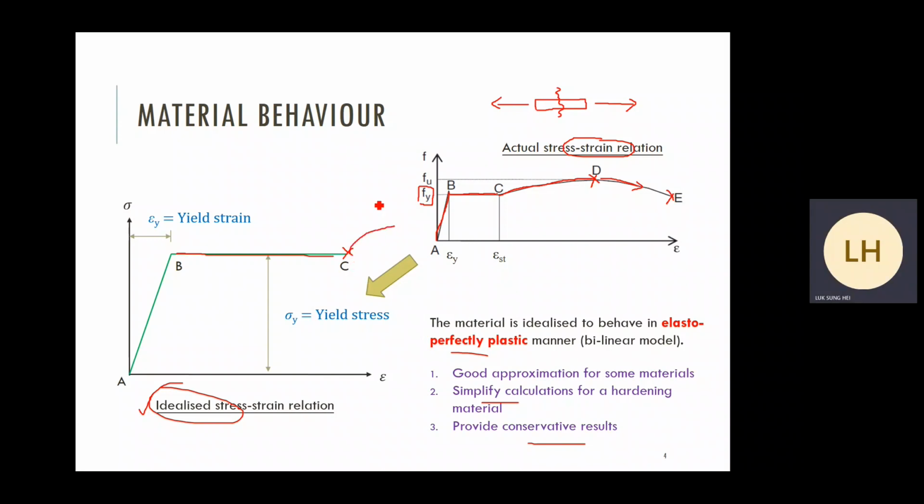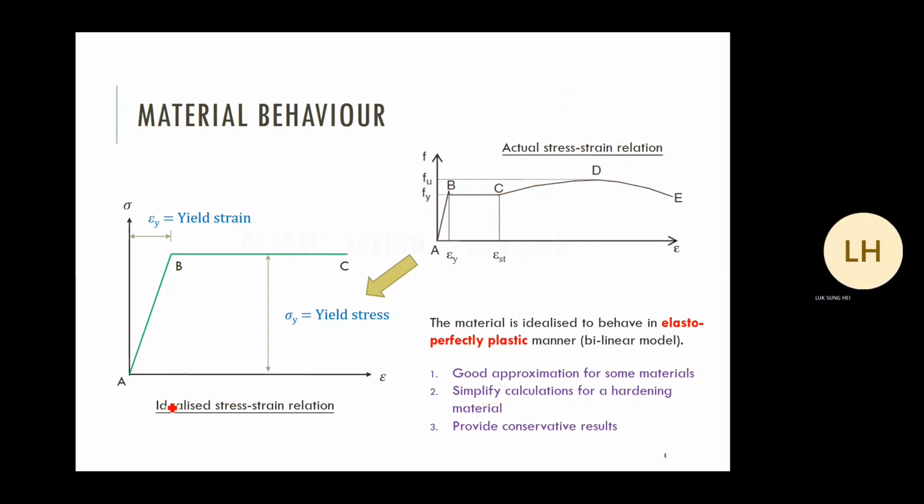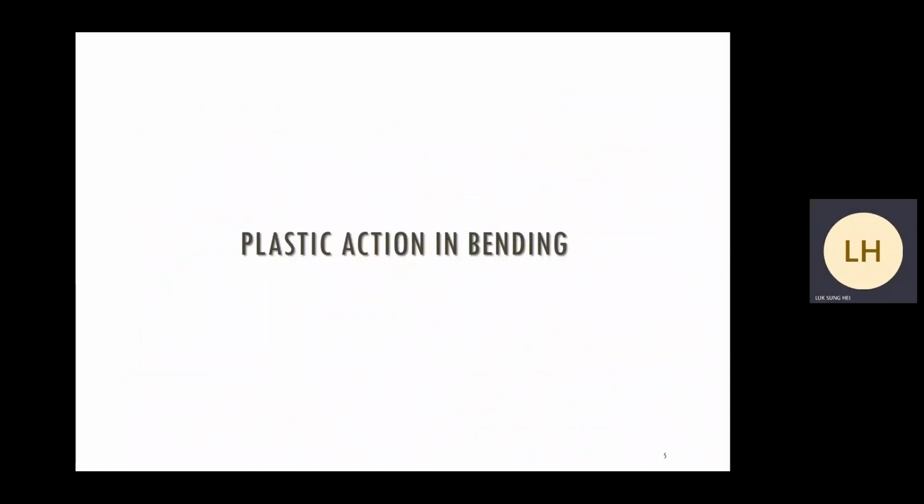We have hardening in reality. So when you do the analysis, ignoring the hardening behavior, actually you are suppressing the strength of the material. That's why the result will be slightly conservative. Remember that we are using this bilinear model, two lines, ignoring hardening, ignoring softening in our discussions. That is about the material behavior.